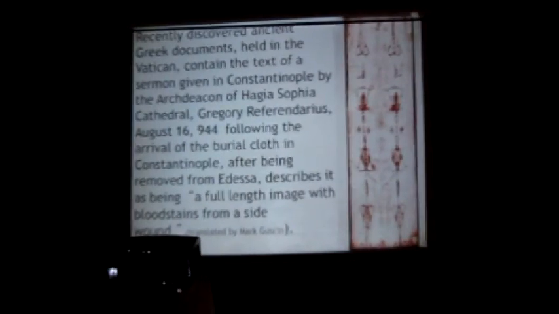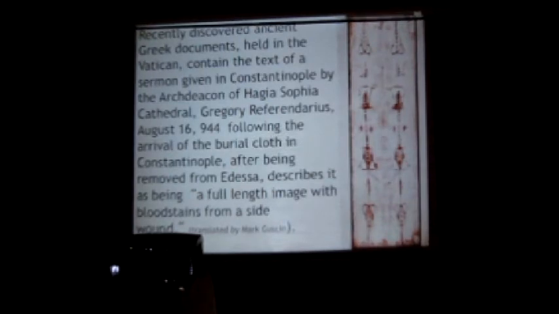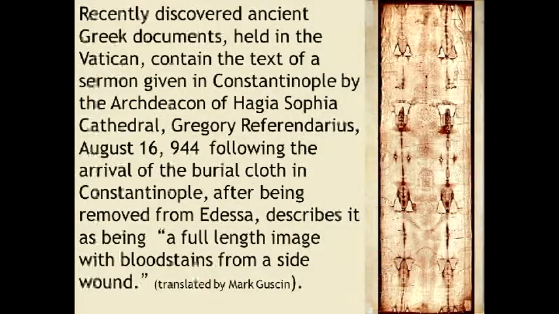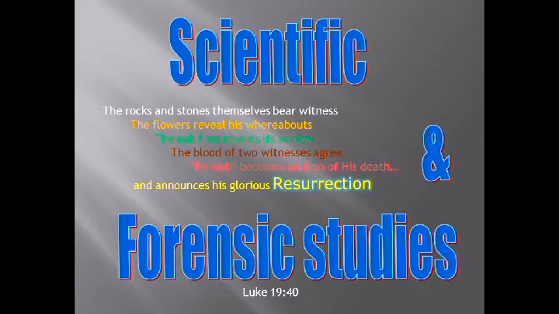So now, a Vatican document written in Greek says that Gregory Referendarius, the Archdeacon of Hagia Sophia Cathedral in Constantinople, described the arrival of the cloth in Constantinople with a full-length image with bloodstains from a side wound. So, that's some of the history. Now, 2,000 years later, we suddenly have the possibility of studying this scientifically, and now a new witness arises.